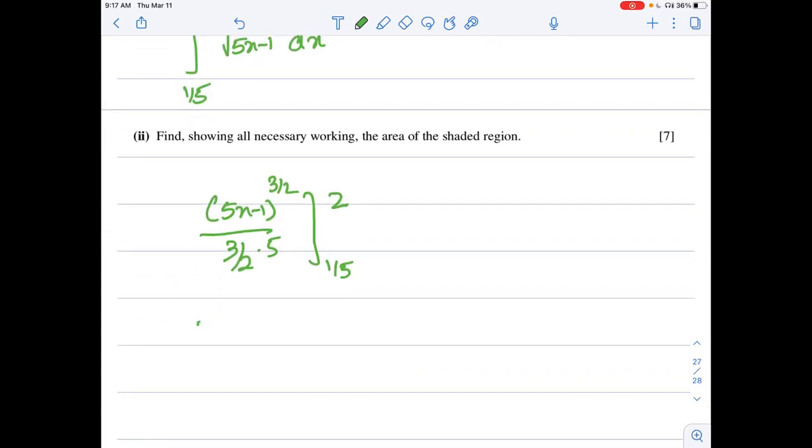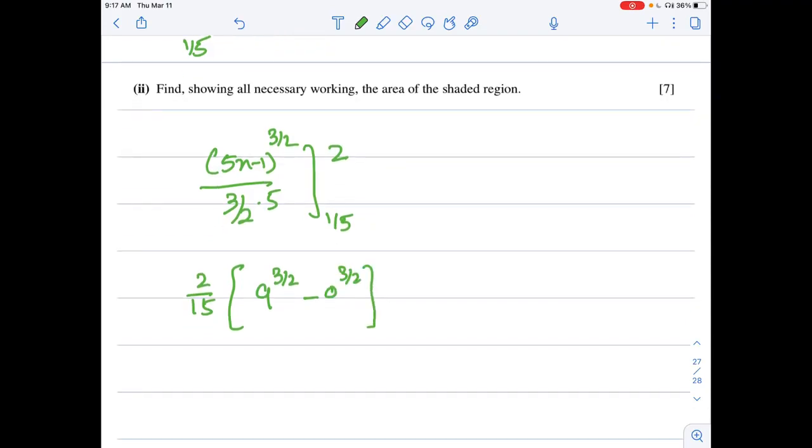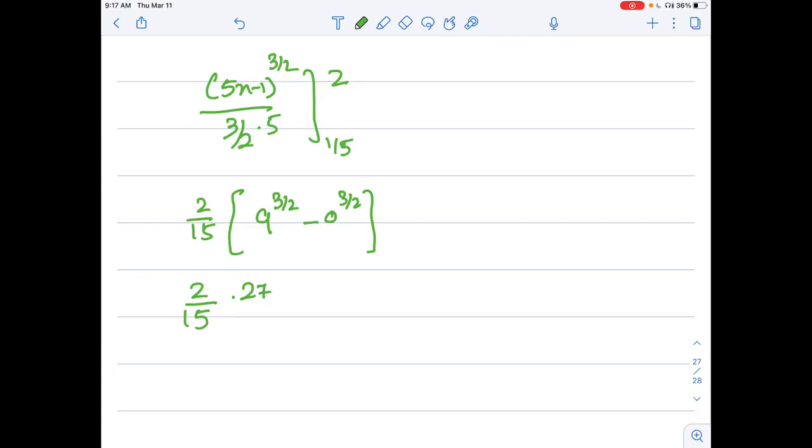So it becomes 2 upon 15 times, substitute 2, 9 to the power 3 by 2, substitute 1 by 5, it becomes 0 to the power 3 by 2. So it becomes 2 upon 15 times 3 cubed, which is 27, so 3 and 3 get cancelled, 3 square will become 9, and it becomes 18 upon 5. So the area of that part is 18 upon 5.